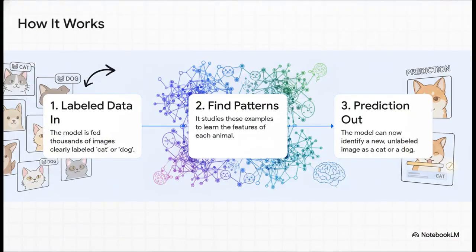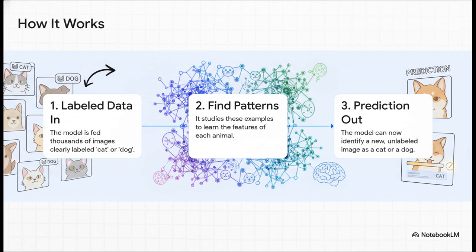And this is a perfect way to see it in action, the classic cat versus dog problem. So first step, you just dump in a ton of data, thousands, millions of pictures that a person has already labeled cat or dog. Then for step 2, the model gets to work. It starts analyzing all the cat pictures, looking for common features, pointy ears, whiskers, that sort of thing. It does the same for the dogs. It's basically creating its own set of rules.